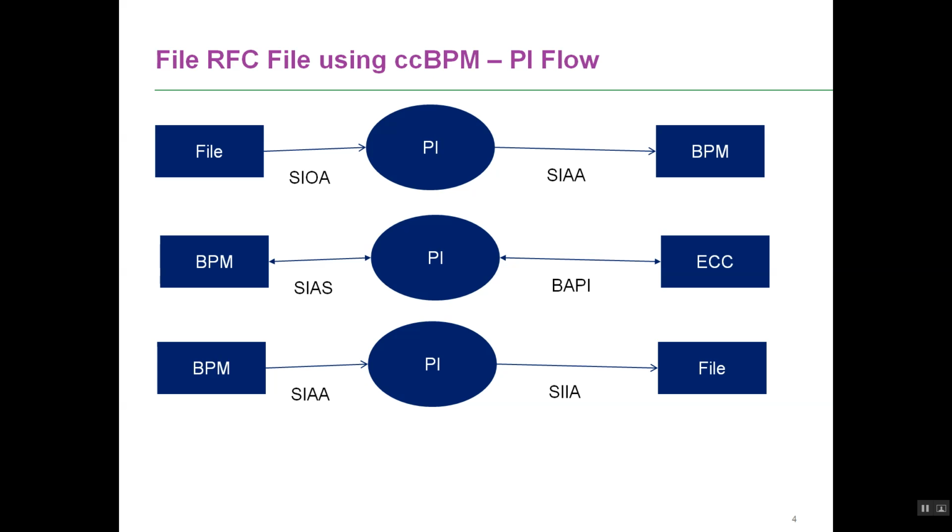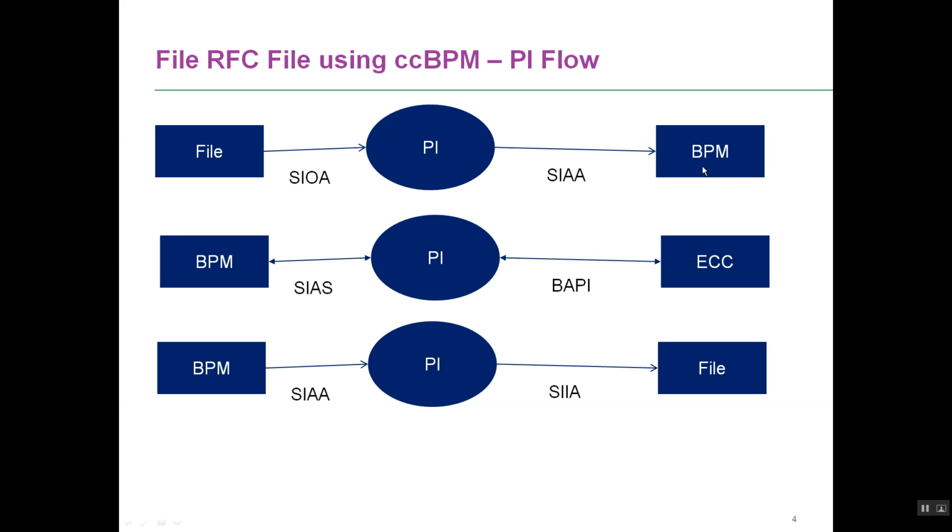From a PI perspective, the way you need to look at it is BPM is nothing but another sending system or a receiving system. So for the file RFC file scenario that we are looking at, you will have a sender file adapter that will be using an outbound asynchronous service interface. File adapters are always asynchronous, and the sender file adapter will pick up the file. Now it will come to PI, and PI needs to send the message to someone. Now the recipient of this message is going to be your BPM.